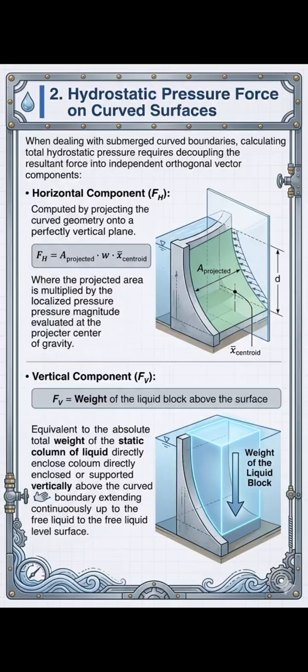Vertical component Fv is the weight of the liquid block above the surface, equivalent to the absolute total weight of the static column of liquid directly enclosed or supported vertically above the curved boundary, extending continuously up to the free liquid level surface.